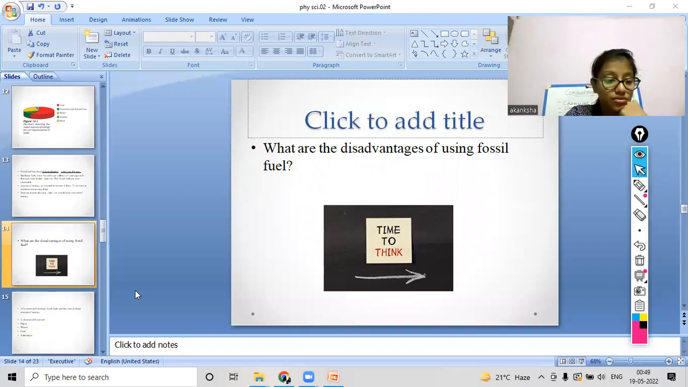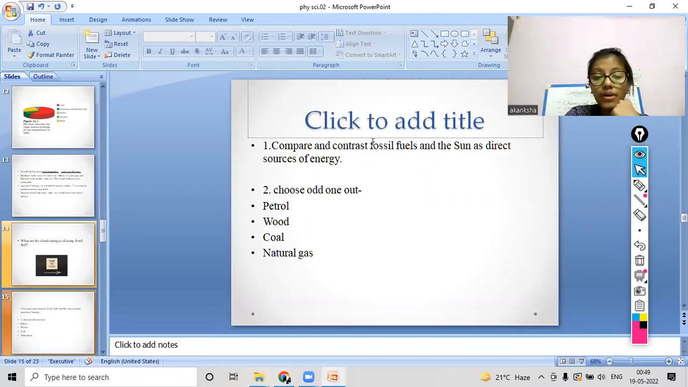Okay, coming to our next question: compare and contrast fossil fuels and the sun as a direct source of energy. How will you compare and contrast fossil fuels and the sun as a direct source of energy?